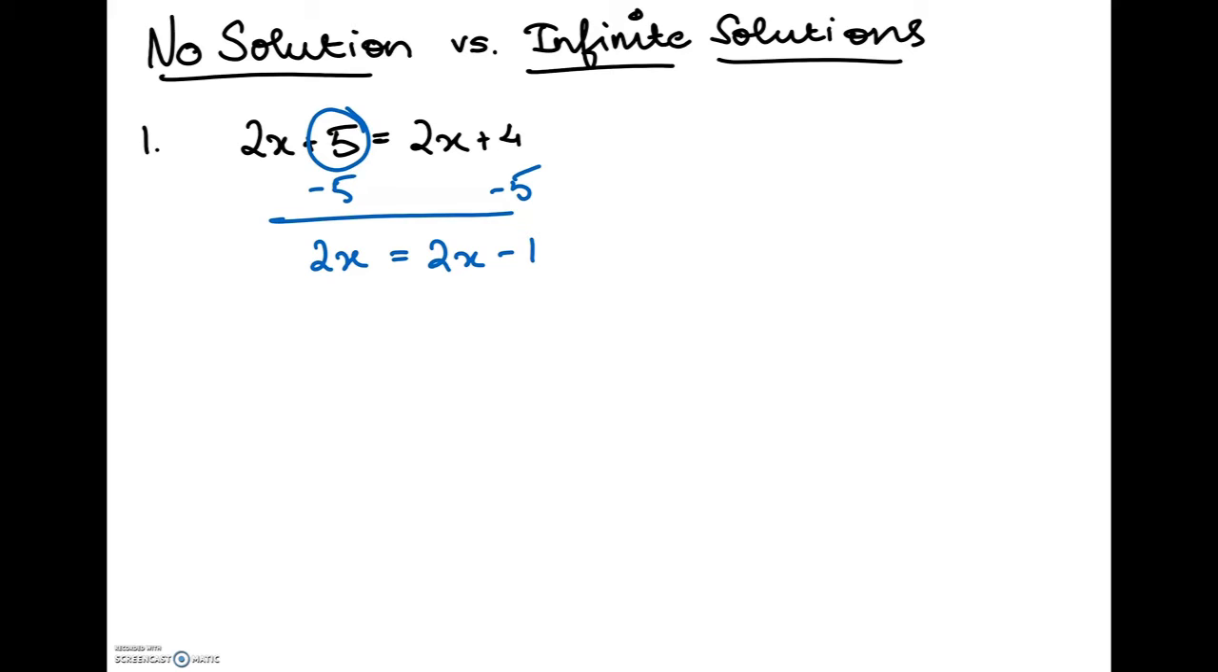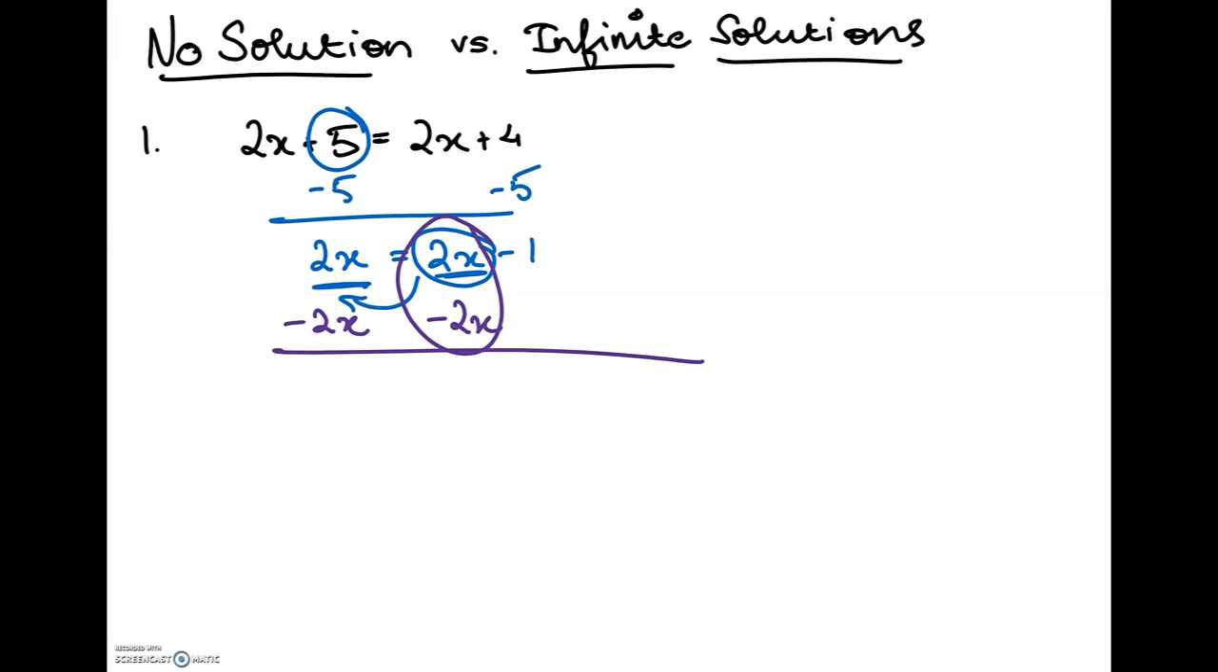Now we want to make sure that these x's are both on the same side. We could bring this x over here by subtracting 2x from both sides. That way you remove it from this side. This is where things get tricky. You have 2x minus 2x, which gives 0, equals 2x minus 2x, which is also 0, so it's 0 minus 1. If you simplify that, you get 0 equals negative 1.